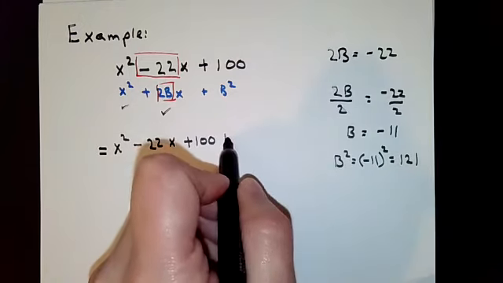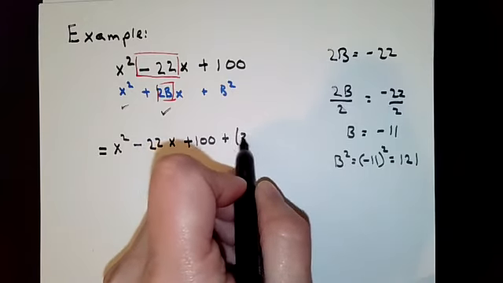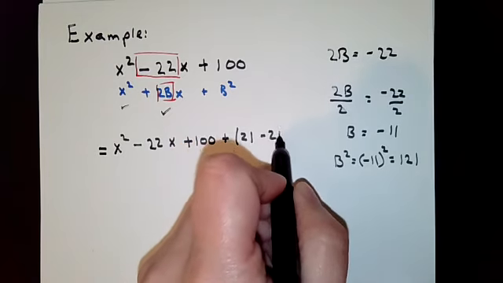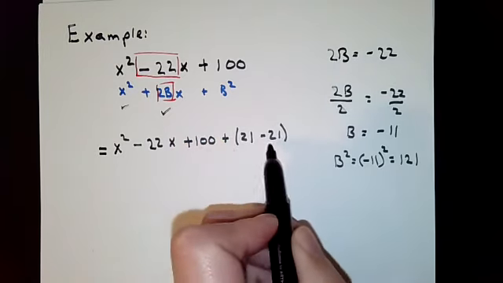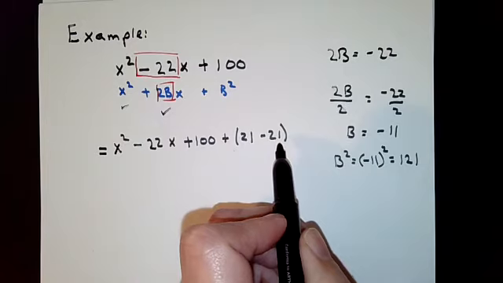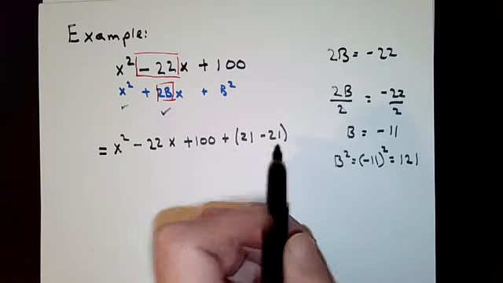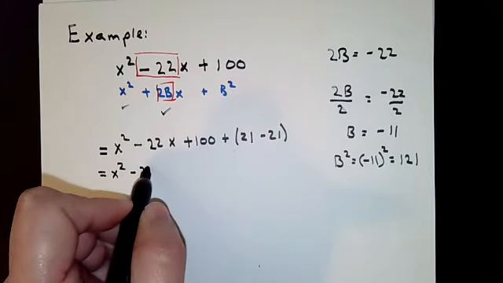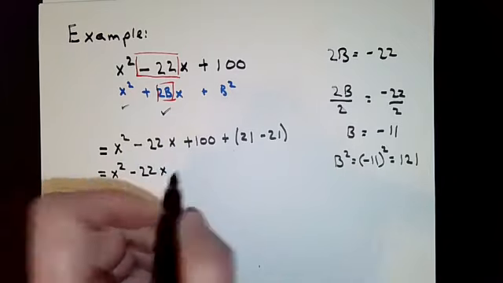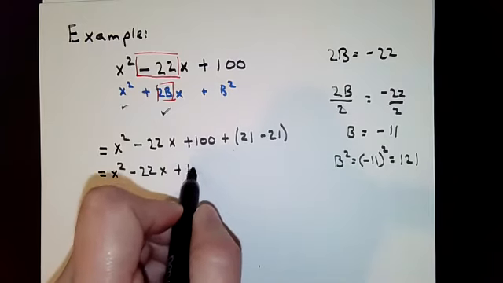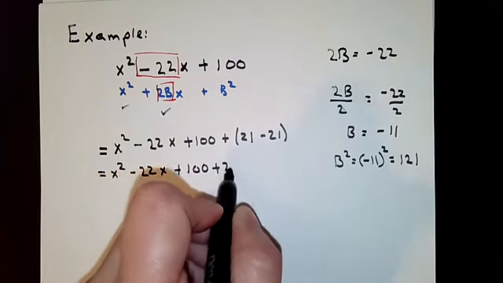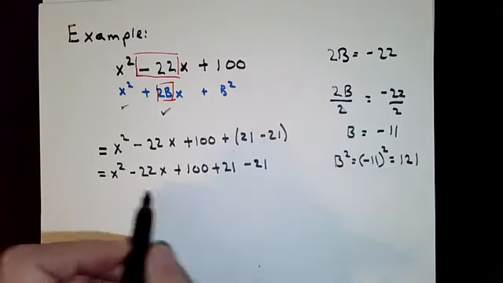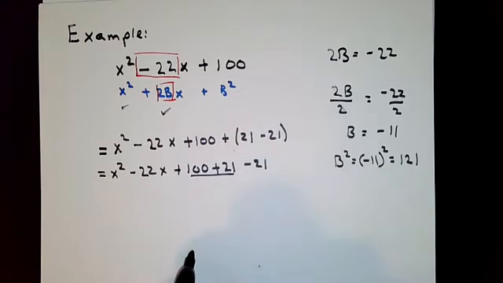So I'm going to add 21, and to compensate for adding 21, I will subtract 21. 21 minus 21, that's a 0. So I haven't changed the value. But since addition is associative, I can drop the parentheses, and then I can combine these two terms.